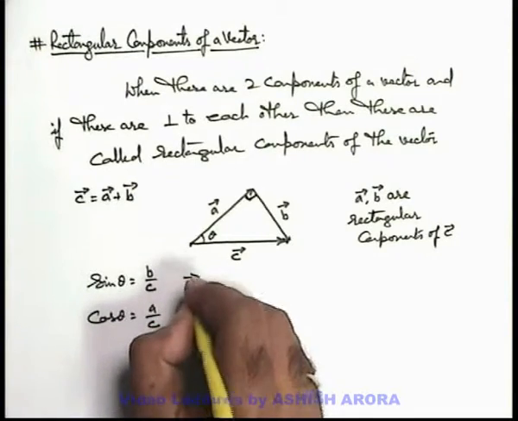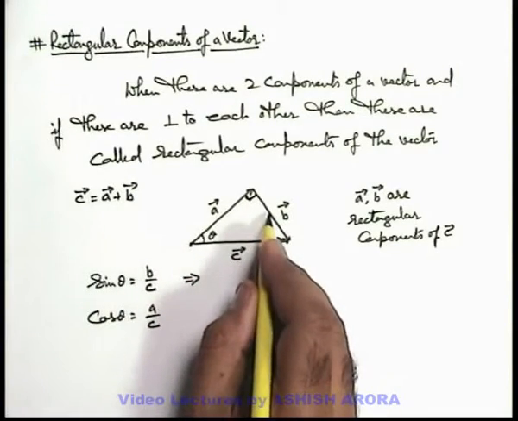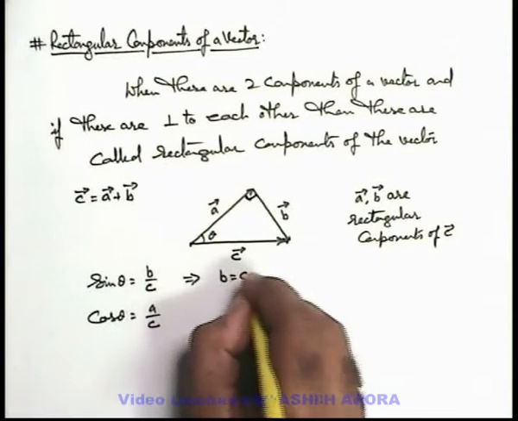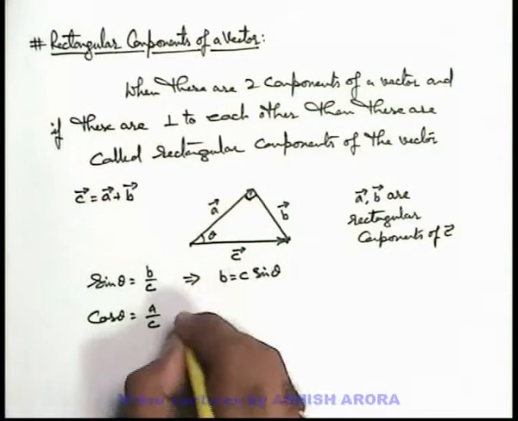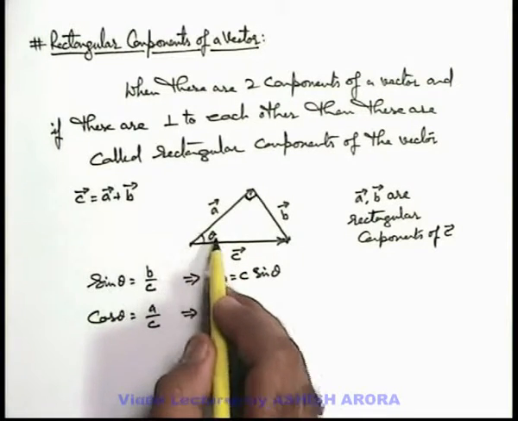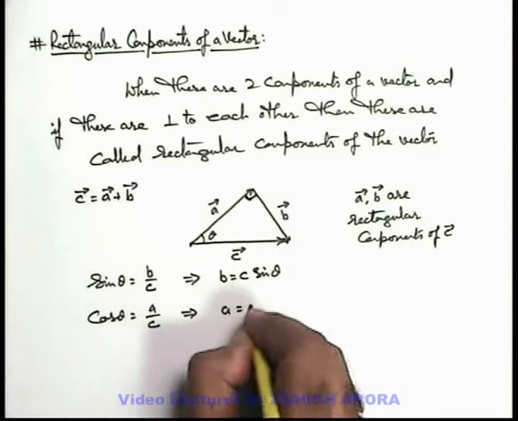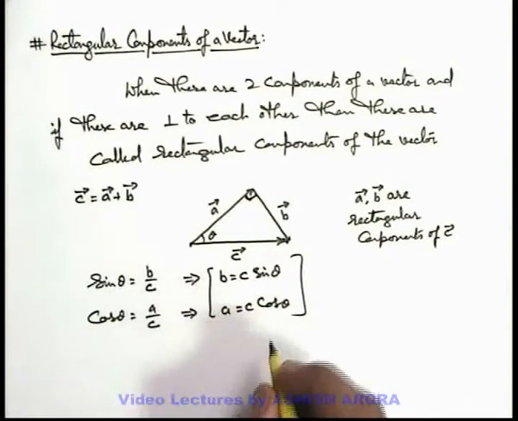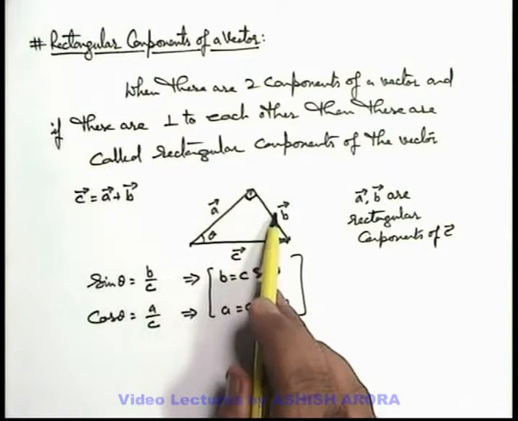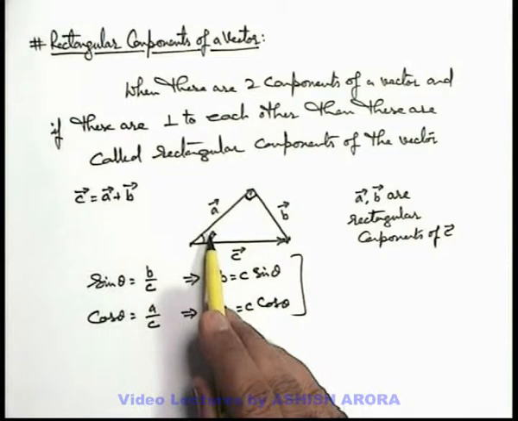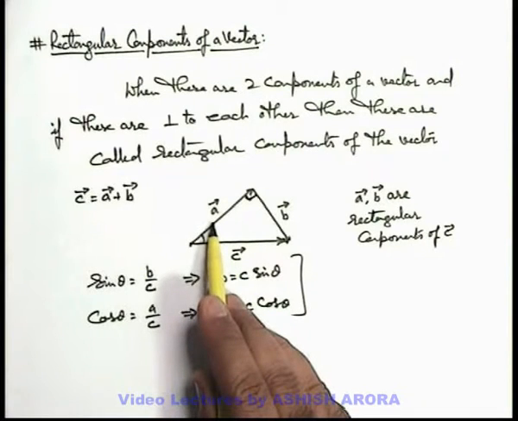That means one rectangular component, which is on the side opposite to theta, B, can be written as C sine theta. And the other rectangular component, which is on the side of this angle, A, can be written as C cos theta. This is the way we find the two rectangular components in terms of the resultant vector and the angle made by the resultant vector with one of the vectors.